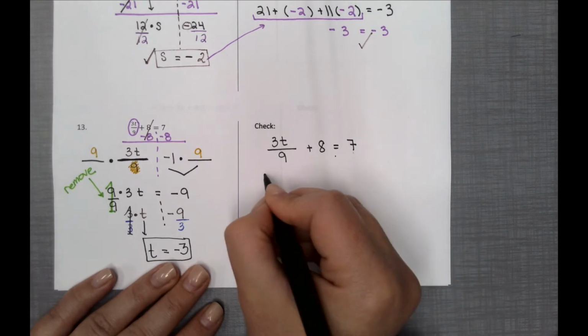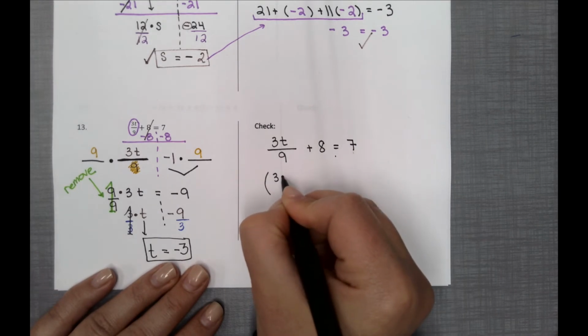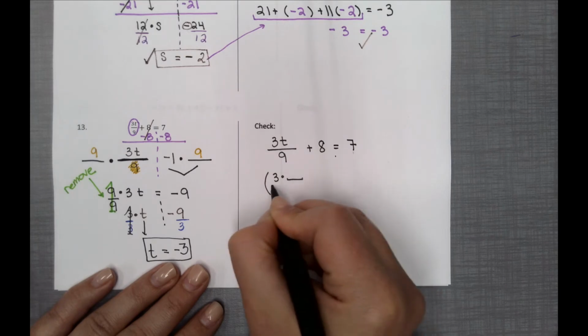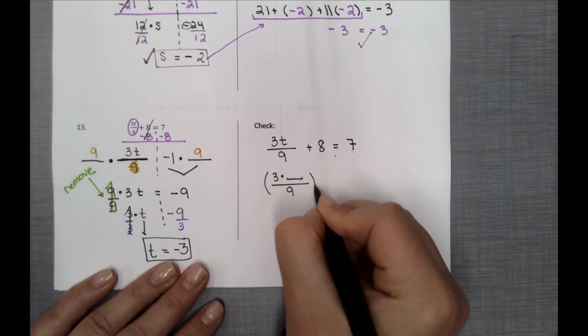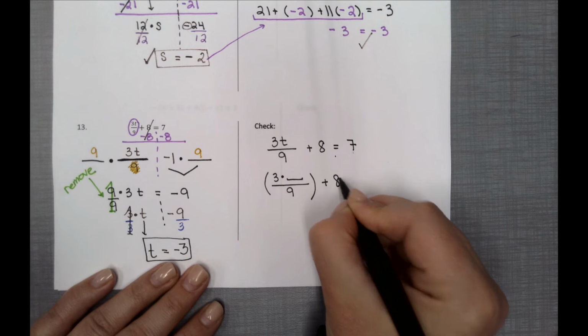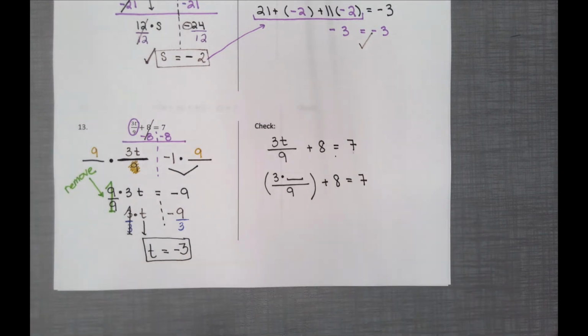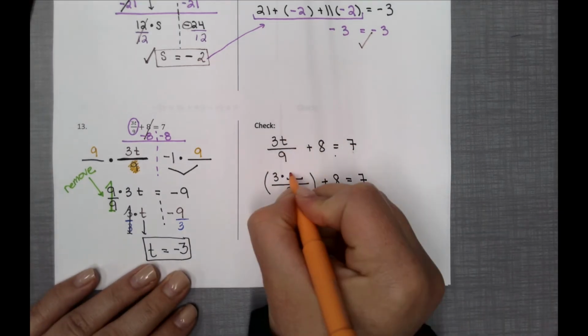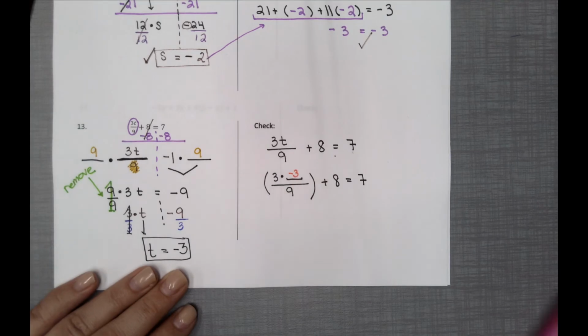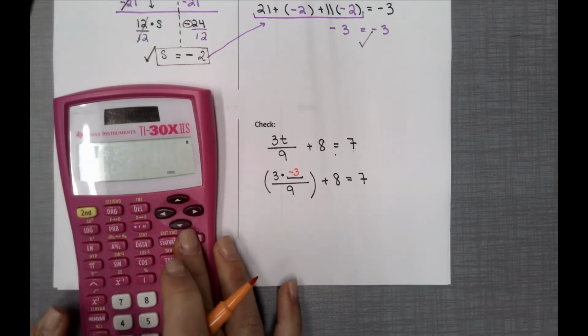Now again, this one's going to be a little on the weirder side. 3 times t over 9. Because it's a fraction, we have to put extra parentheses on the outside, just like we did in a couple examples ago. Next, t was -3, so we write that in. Please type it in exactly how you see it.